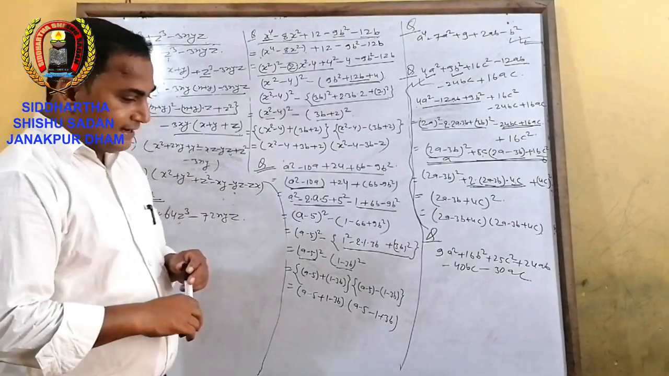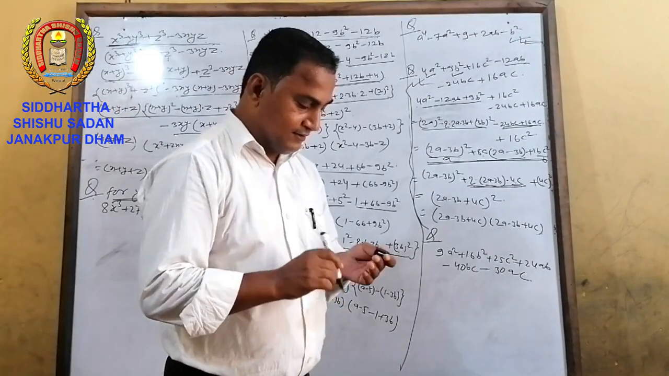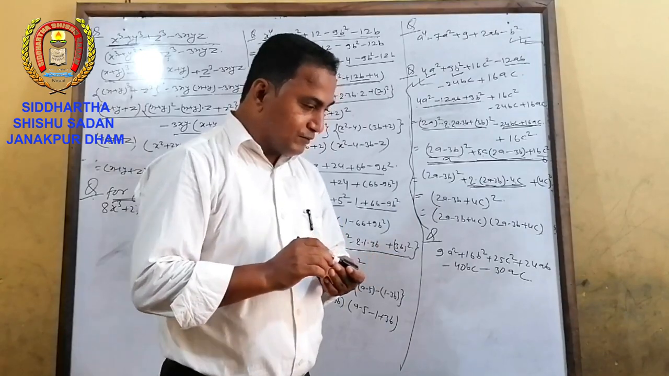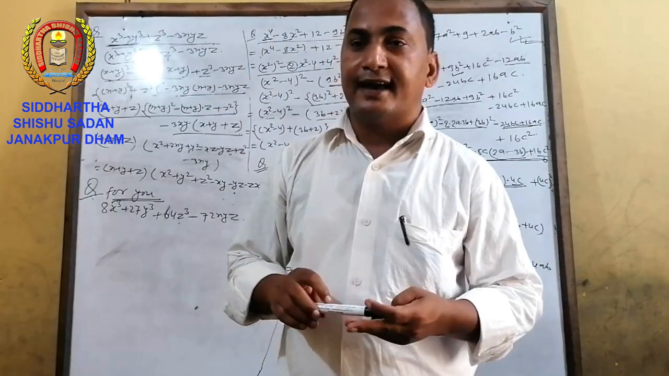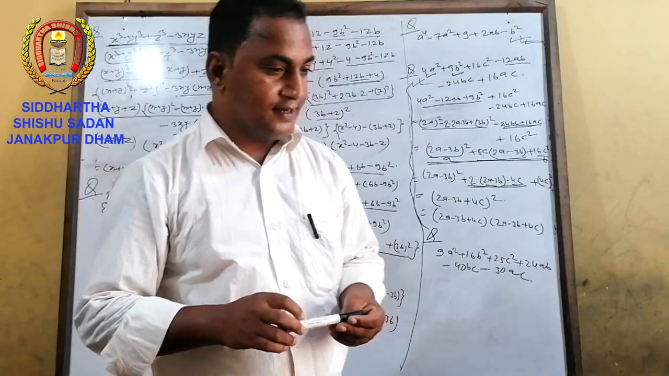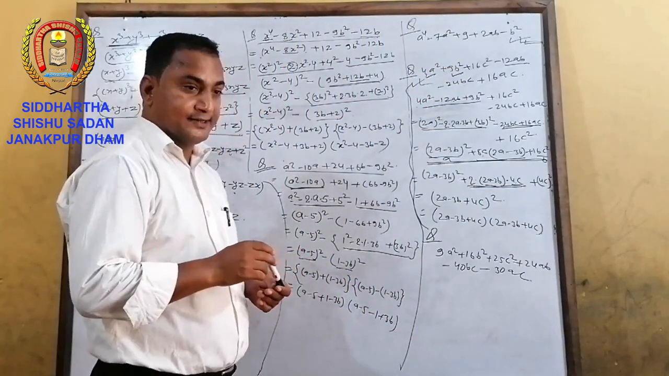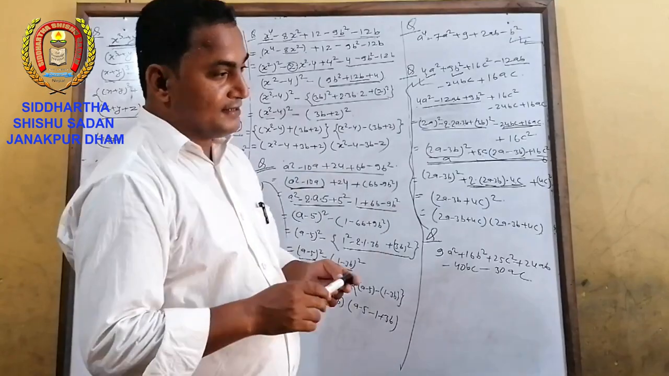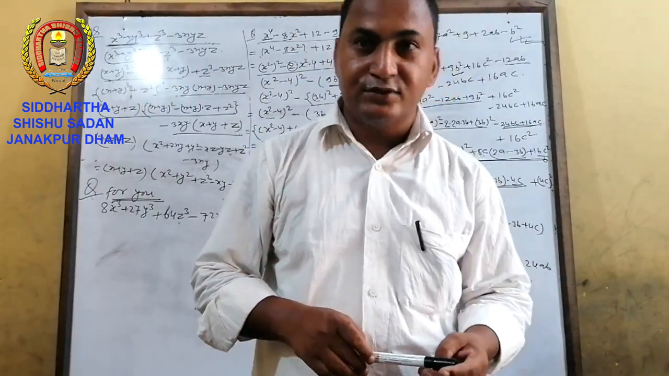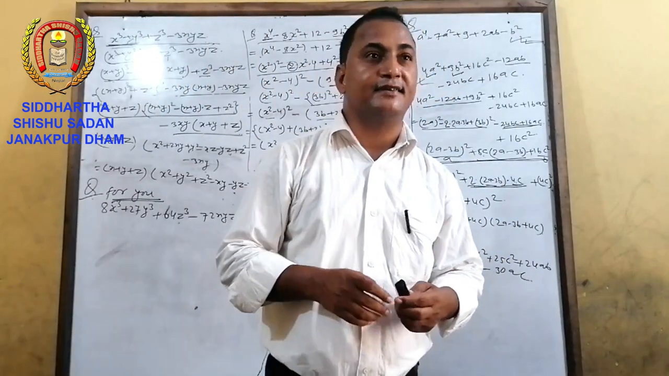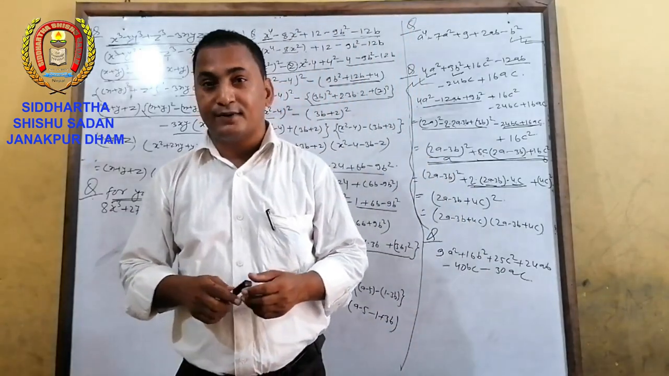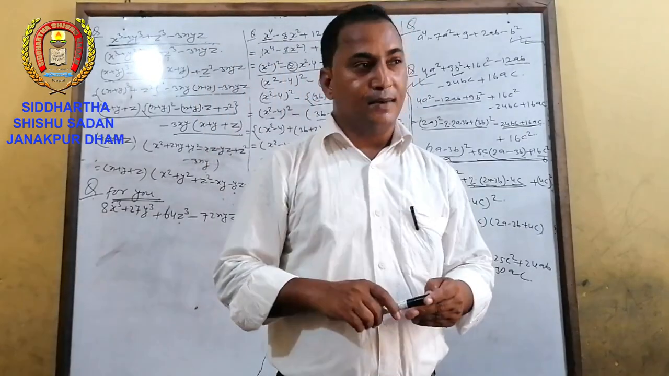And this is the last class of factorization. In the next class, we will start HCF and LCM. Because in the HCF and LCM, there is the base of factorization. So until or unless you study factorization, you can't understand the HCF and LCM. It means highest common factor and lowest common multiple.